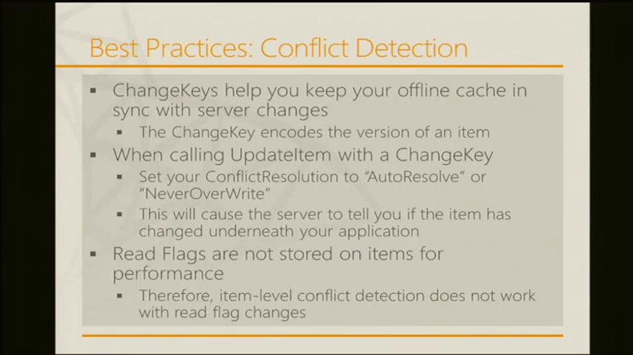Also, when you're calling update item with the change key, if you sync the item down, and you have an item ID and a change key, and you send that up and try to update the subject, if your conflict resolution is set to auto-resolve or never overwrite, that means that if another client came in and changed that item underneath you, and your change key doesn't match the latest change key that Exchange has because the item has been updated, you'll get an error back. And you'll know that you need to go retrieve the latest version of the item and retry. So that'll help you with conflict resolution.